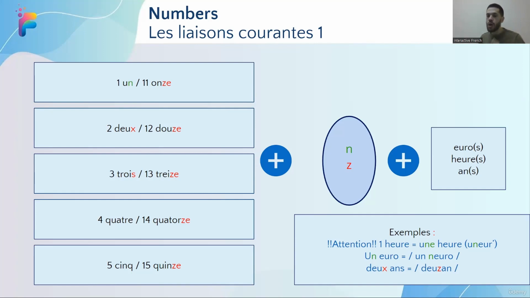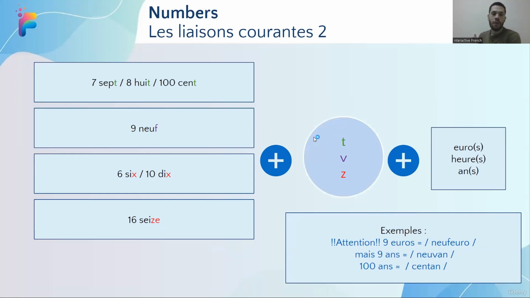Pay attention though, heure is a feminine noun, so we don't say un heure when we count 1 hour. We would say une heure. Something to pay attention to, right? Don't say un heure, it's une heure.